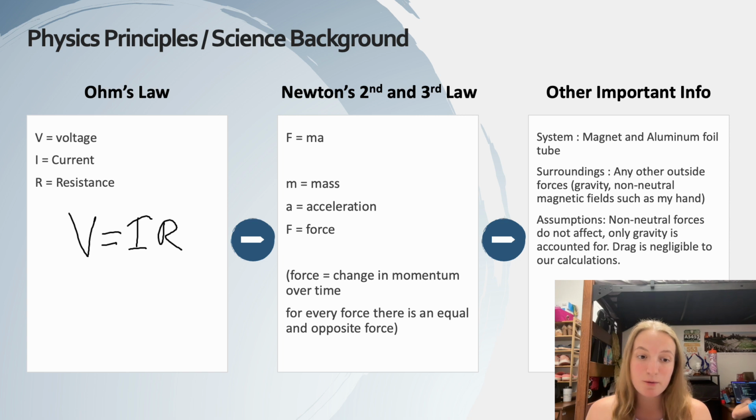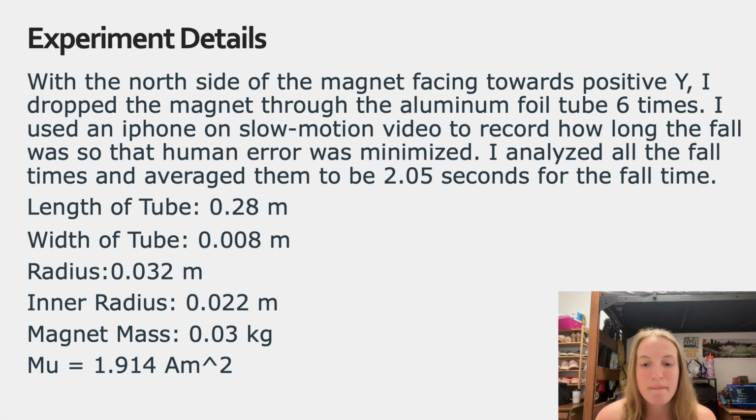We'll also discuss Ohm's law, which relates voltage to current and resistance, and Newton's second and third law, which means that force is a change in momentum over time, and that every force has an equal and opposite force. Some other important information is that the system is the magnet and the aluminum foil tube. The surroundings are any other outside forces, and the assumptions are that non-neutral forces do not affect the system, only gravity is accounted for as an extra force, and drag is negligible.